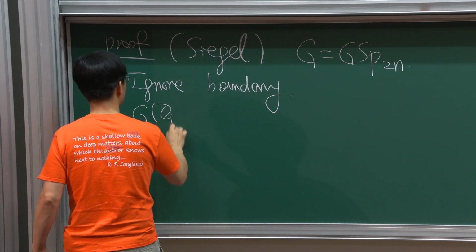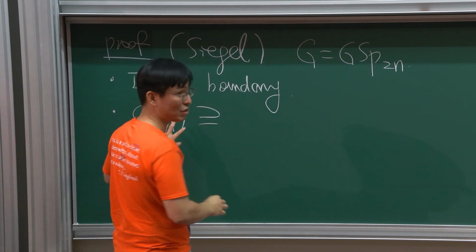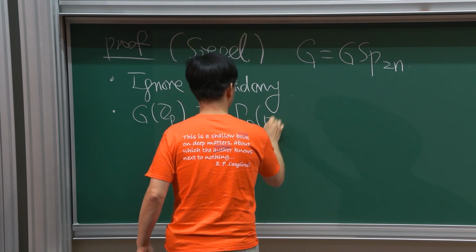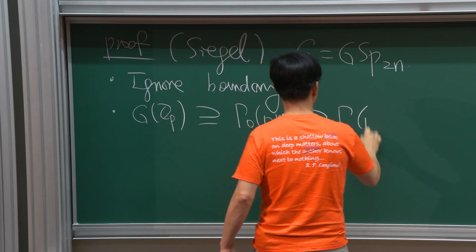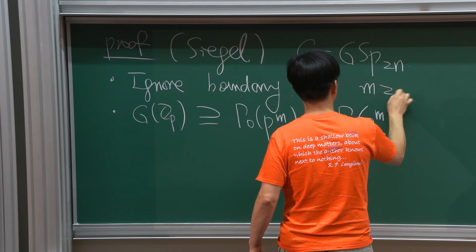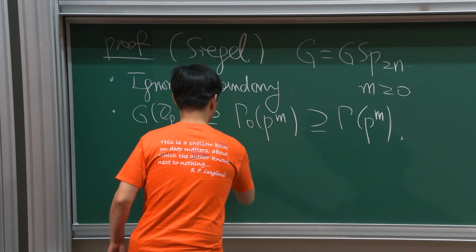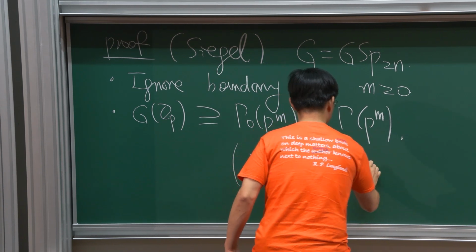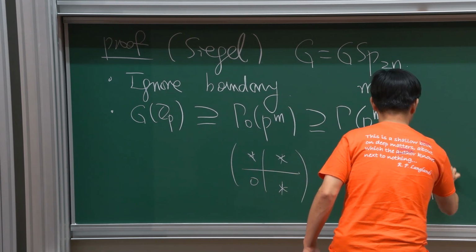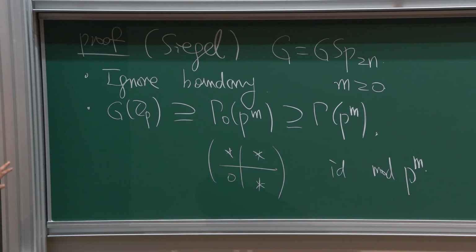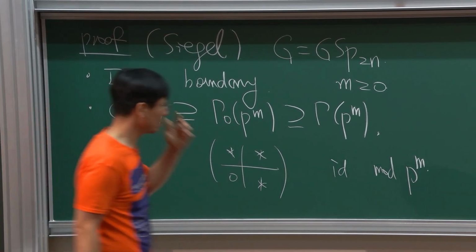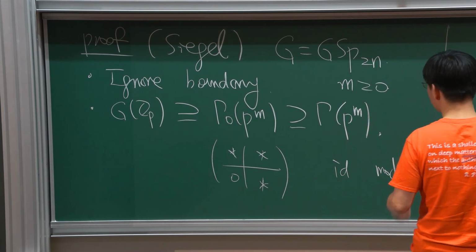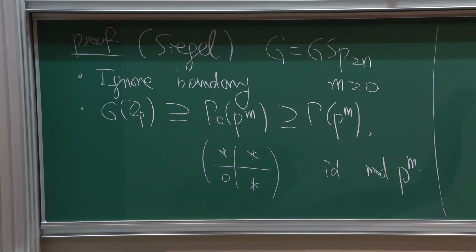So there are some distinguished open compact subgroups in GSp_2n(Z_p). You have this Γ_0 and Γ(p^m), where m is greater than or equal to 0. As you can imagine, basically it's a block upper triangular thing, and then the trivial thing modulo p^m. So you have these open compact subgroups. Okay, so what can we do with this?